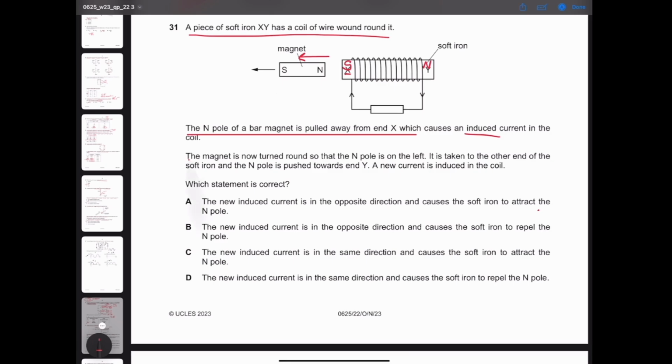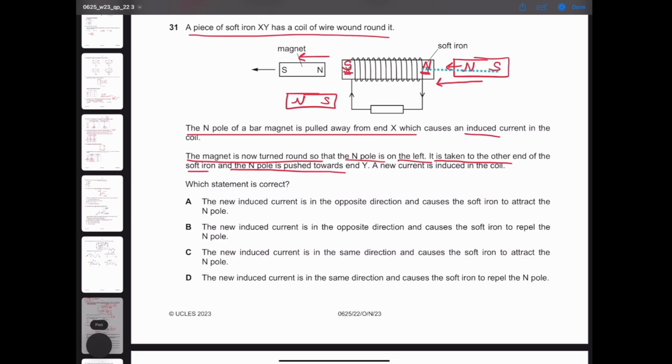Now what they're saying is the magnet is now turned round so that the north pole is on the left. So now it is turned round, north pole is here, south pole is here. It is taken to the other side of the soft iron, so it is taken here now, and the north pole is pushed towards Y. Now you are entering it inside. So as I mentioned, if you try to enter, the solenoid will try to repel you. Now if north pole is trying to enter, here north pole will originate, which is the same. Earlier it was also north pole here. So first of all, repulsion will be there.